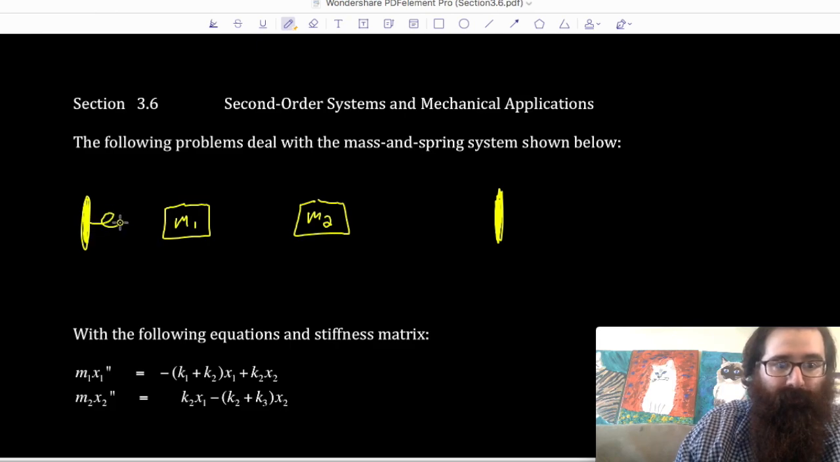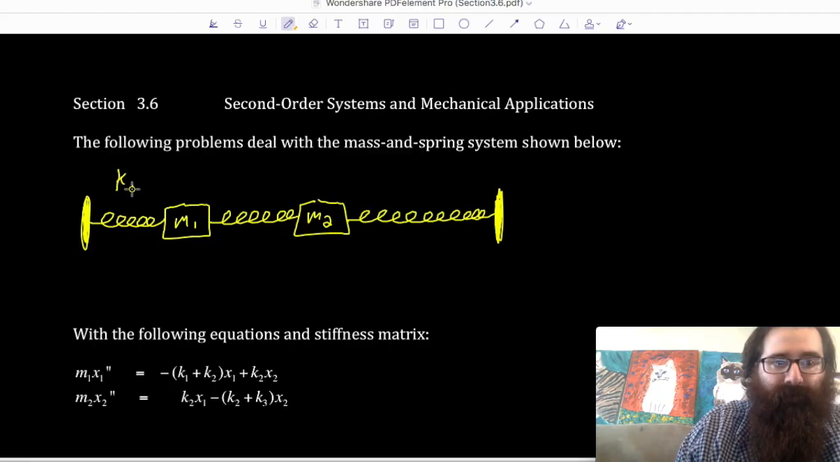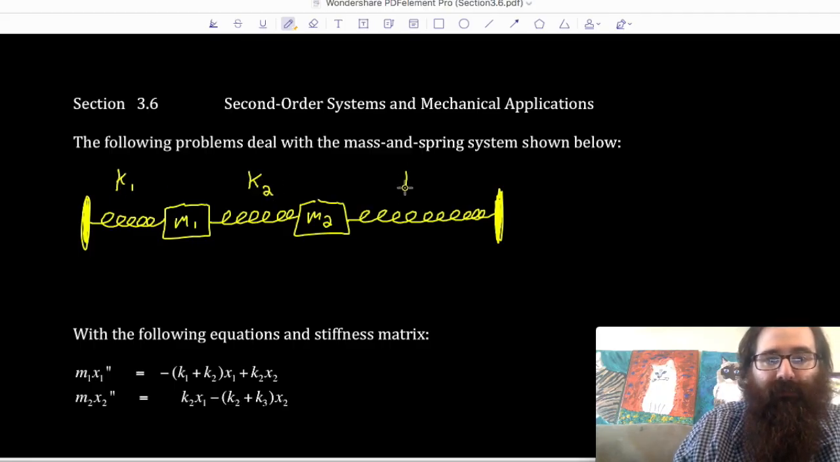So a spring connecting this wall on the left to mass 1, though it's without a loss of generality. A spring connecting mass 1 and mass 2. And then a spring connecting mass 2 with the other wall, the right wall in this case, though it is sort of arbitrary. And spring 1 has spring constant K1. Spring 2 has spring constant K2, and spring 3 has spring constant K3.